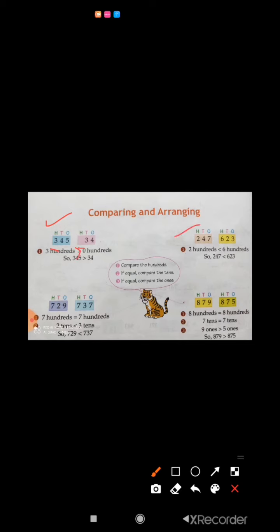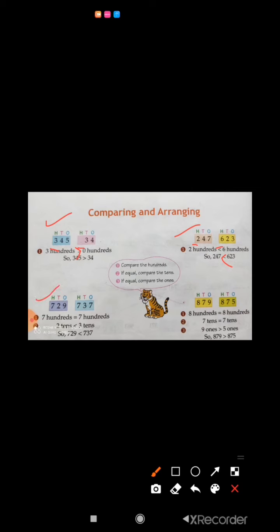Now next question, 247 and 623, which is greater. First you have to compare the hundreds place. Here 2 is given and here 6. 6 is greater. So you have to put the sign in front of 623. 247 is smaller than 623.